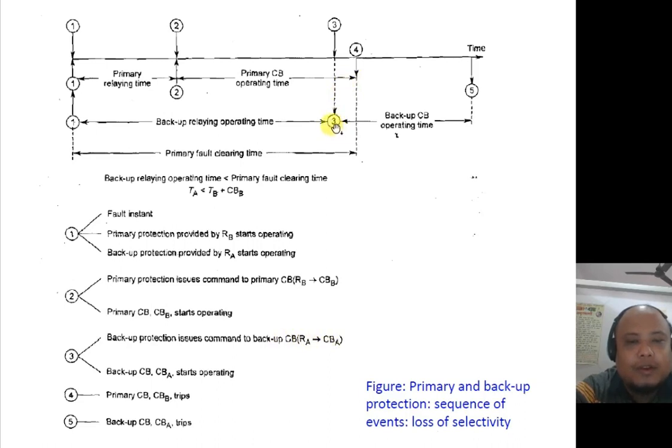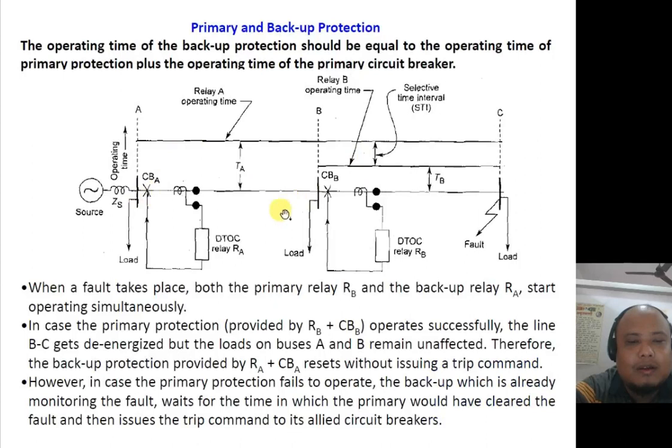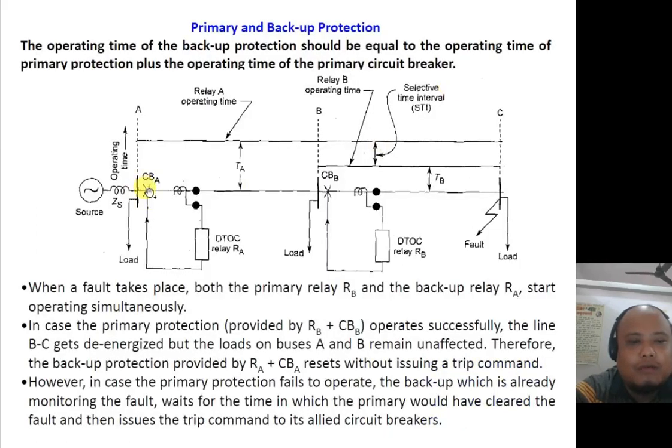Okay. At instant 4, line section BC is disconnected. So current goes back to normal value. So line section AB should not be disconnected, but because its operating time is less than the total of these two, at instant 3 it will start its operation and send a trip command, and at instant 4 this line is disconnected, but at instant 3 it has already sent the trip command. So at instant 5 the CBA will complete its operation after some time, and it will disconnect this line unnecessarily.